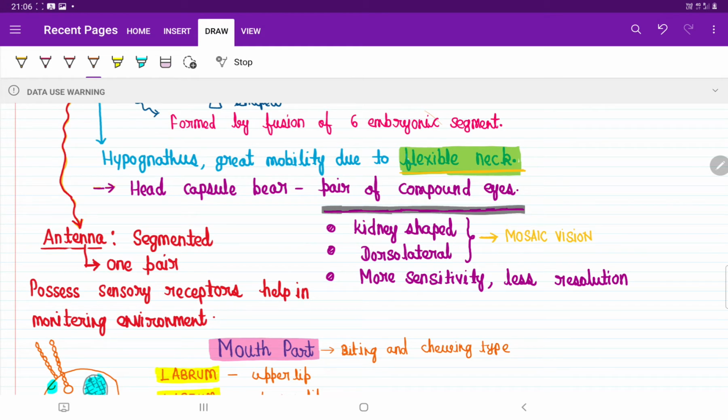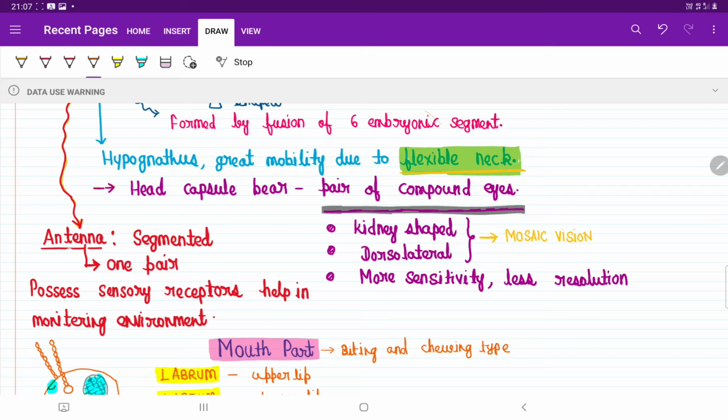These compound eyes show mosaic vision. Do humans have mosaic vision? No. Humans have not mosaic vision. Do humans have simple eye or compound eye? Humans have simple eye, not compound eye. So this compound eye shows mosaic vision, and it has more sensitivity but less resolution.